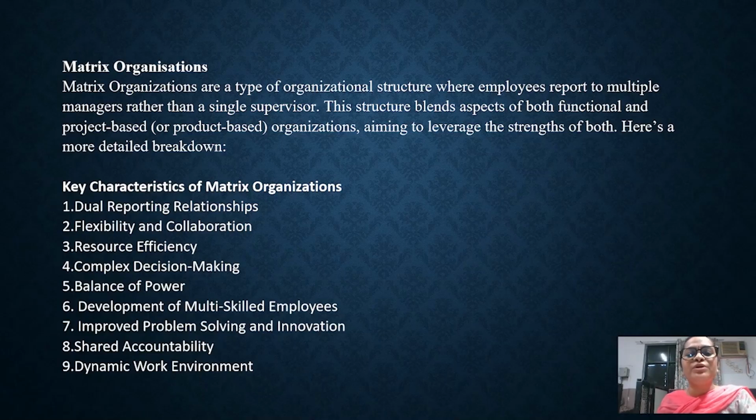So this cross functional collaboration can enhance problem solving and creativity as team members bring their unique expertise to the table. Now, the third characteristic is resource efficiency, which means that in a matrix organization, resources and personnel can be shared across different projects, right? This means that skills and expertise are utilized more efficiently, which avoids the duplication of efforts.